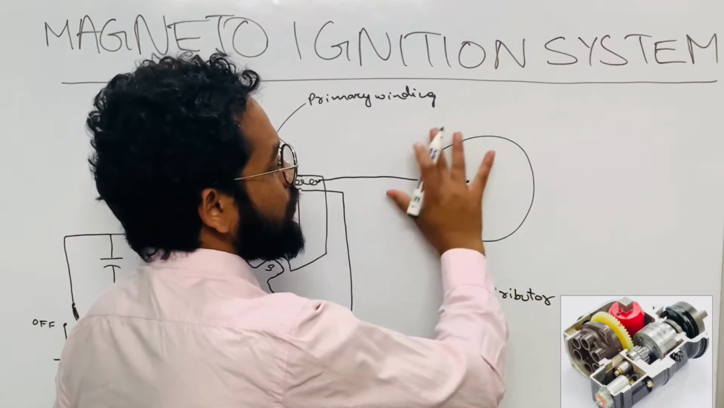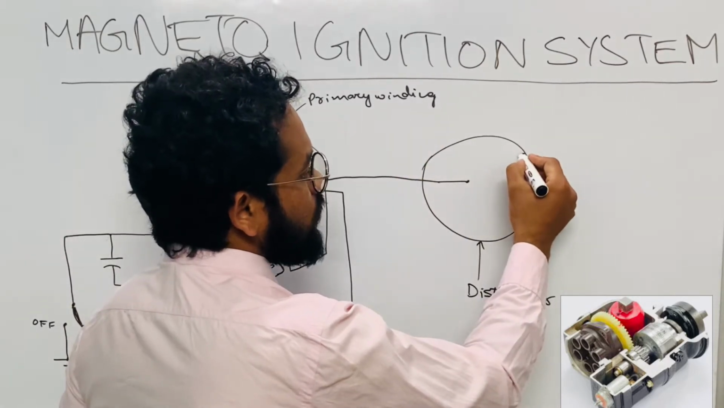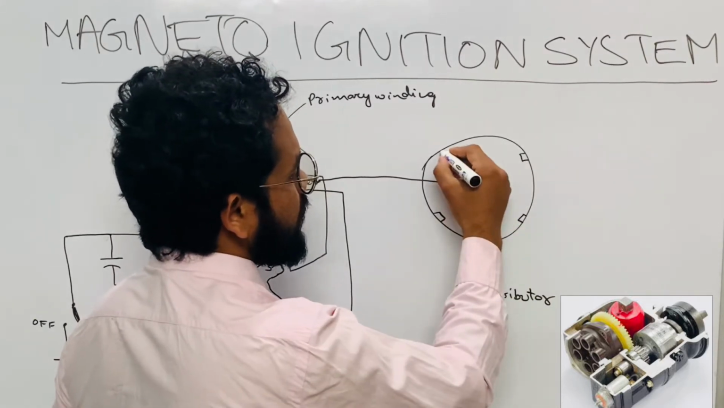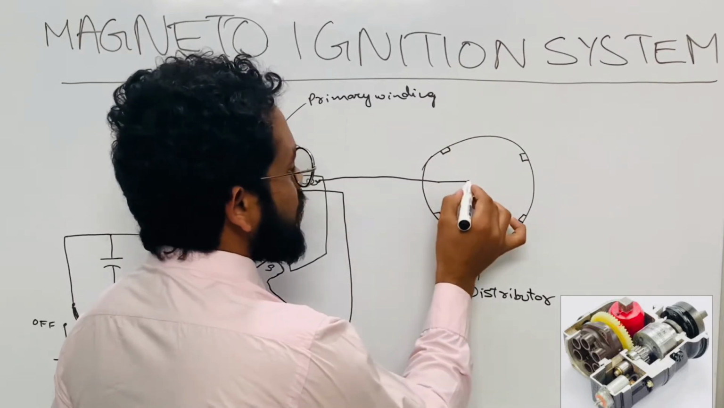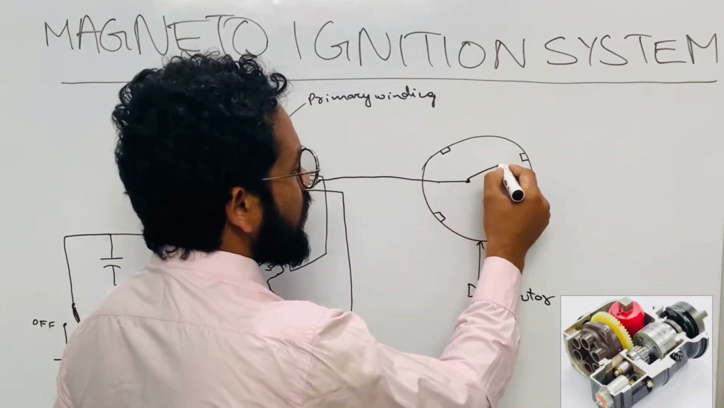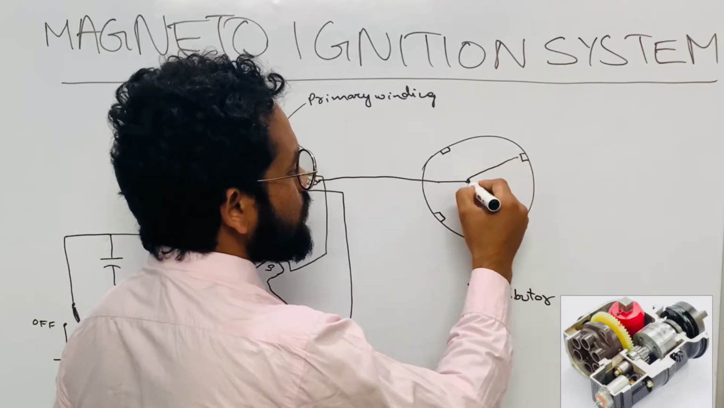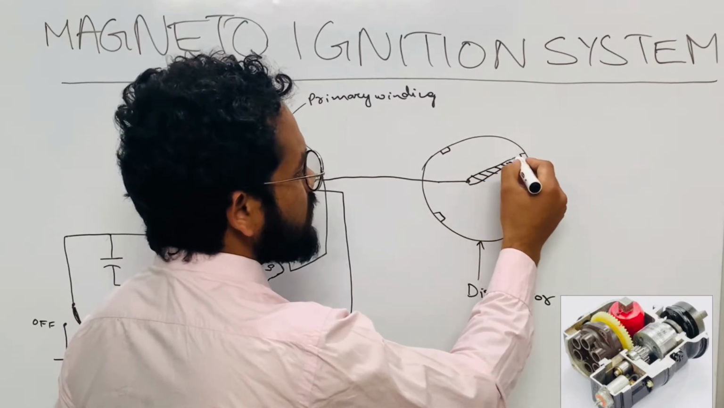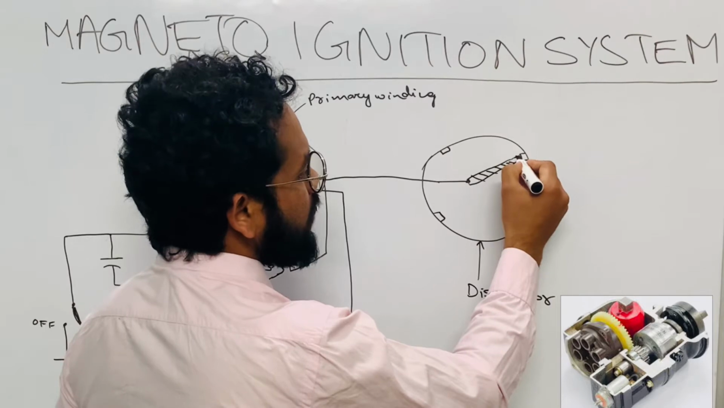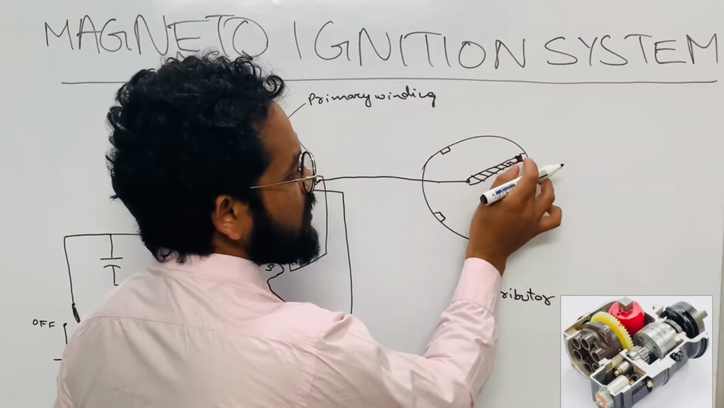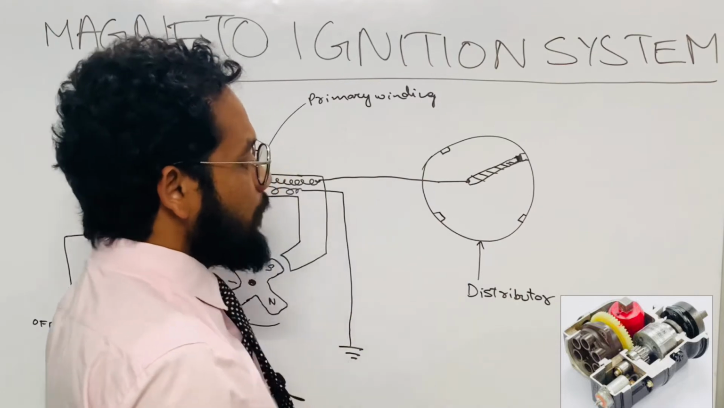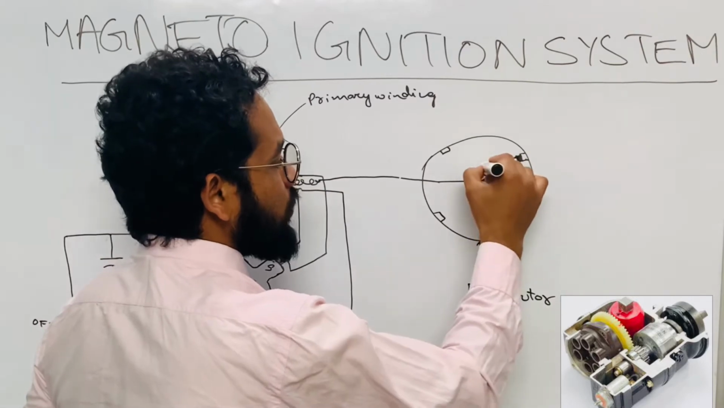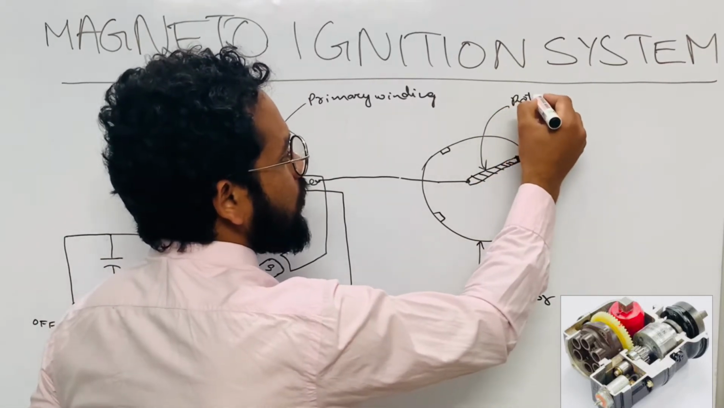How does it distribute? In the distributor, we will have segments. So one segment is here. Suppose another segment is here. There's another segment and there's another segment. And this secondary winding is connected to a conductive point where we have a rotor like this. This rotor is made of an insulating and a conductive material. Suppose this is the insulating material and this end is the conductive point. So this conductive point end of the rotor is touching this segment. The segment is also conductive. So this distributor consists of a block, and this is a rotor. This is called the rotor.